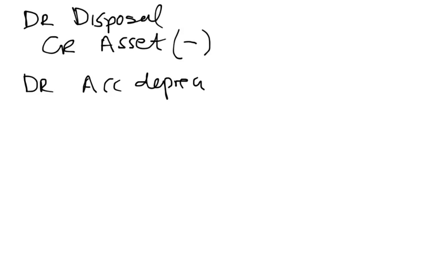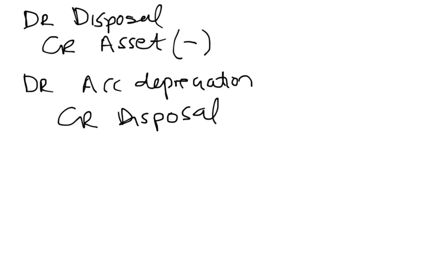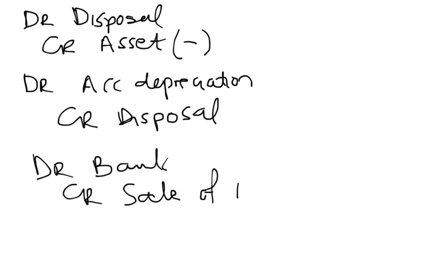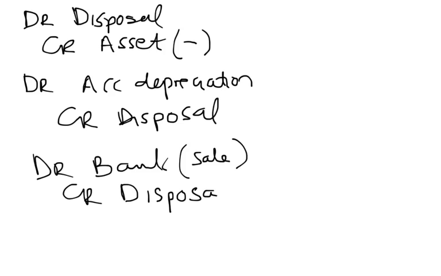So if you want to do this in other entries, we will always say you debit disposal and then you will credit your asset. See, asset is credited, meaning it became less. And then we will debit your accumulated depreciation, and then we'll credit your disposal. Then what we do next is we will debit your bank and then we will credit your disposal. So this is your sale. The money you received to make that sale. So this is how you would do this.